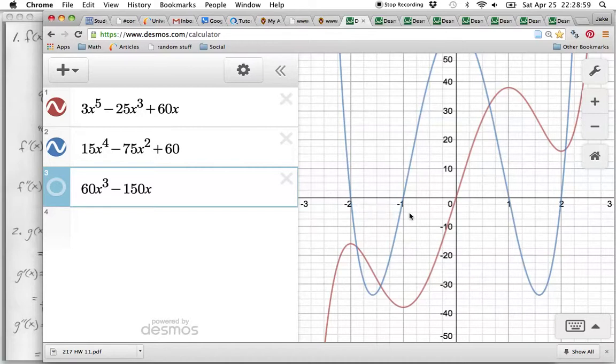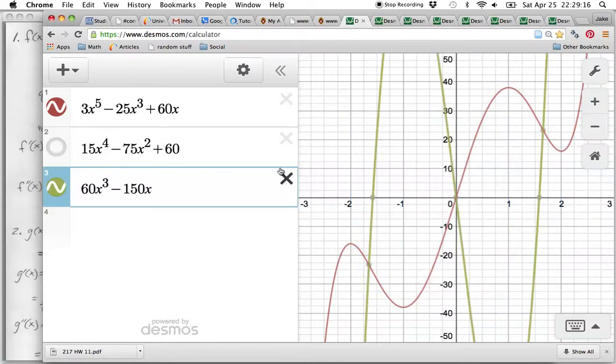You can see where it crosses each of these points. That corresponds to our maxes and mins. And you can see where it's positive, that's where we're increasing, and where it's negative, that's where we're decreasing. And then we can also look at our second derivative.